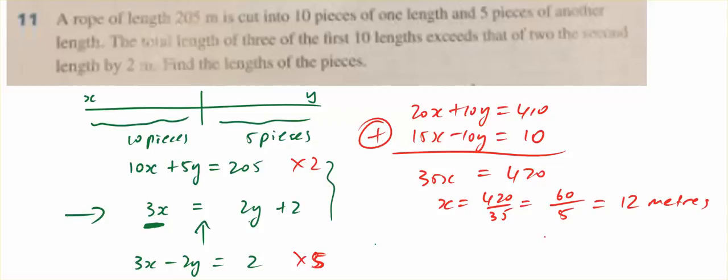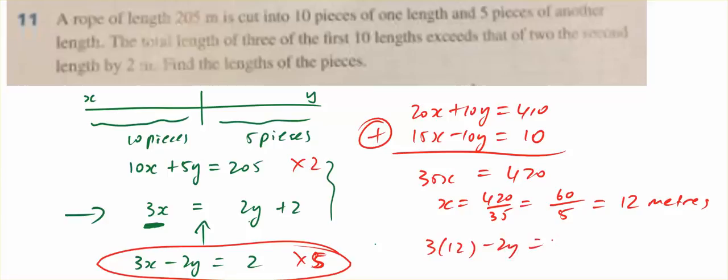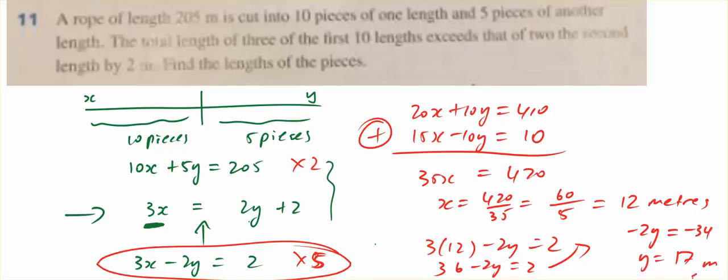Now to work out y is very simple. We just sub it back into any of the equations. So I'll sub it back into this equation. We get 3 times 12 minus 2y equals 2. So 36 minus 2y equals 2. Simplifying that, we get 2y equals 34. So y must equal 17 meters.